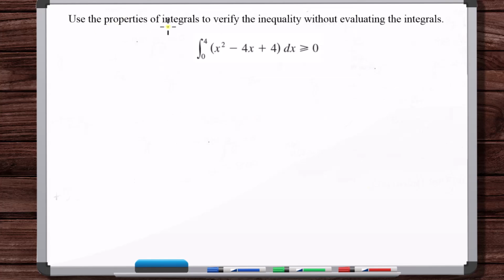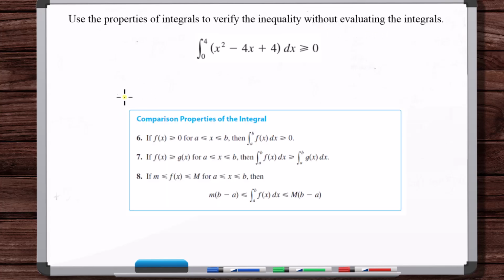Okay, use the properties of integrals to verify the inequality without evaluating the integrals. All right, let's take a look at these comparison properties that were discussed in section 5.2. See if this can help us. So we're trying to verify that this integral is going to be greater than or equal to 0. Well, okay, the first thing we can look at is we can make sure that the limits of integration are in ascending order. So we go from 0 to 4.